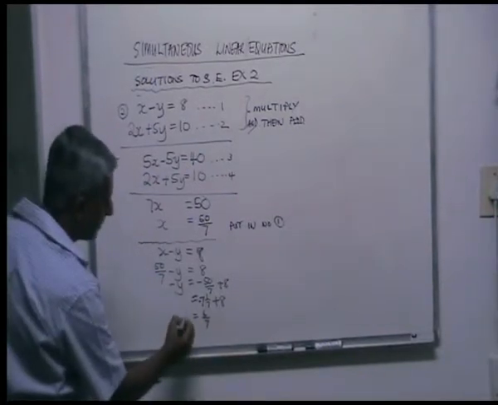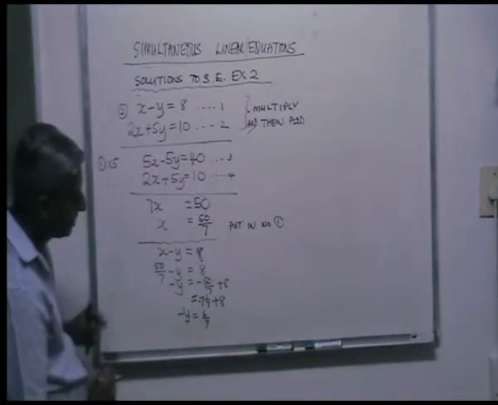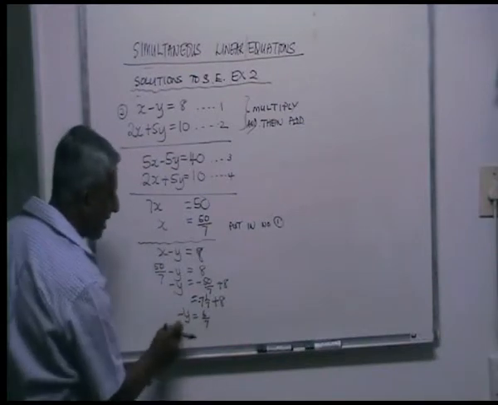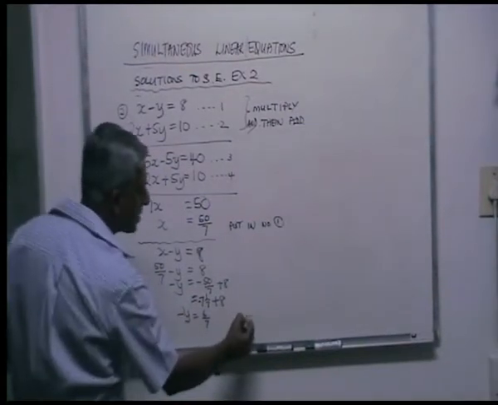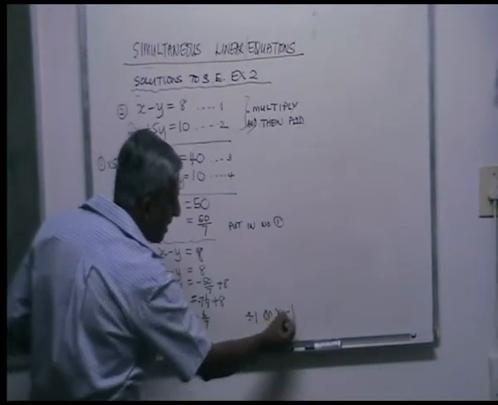So y, now be careful, minus y is equal to 6 over 7. So to make this y positive, I've got two choices. I can divide both sides by minus 1, or I can multiply by minus 1.